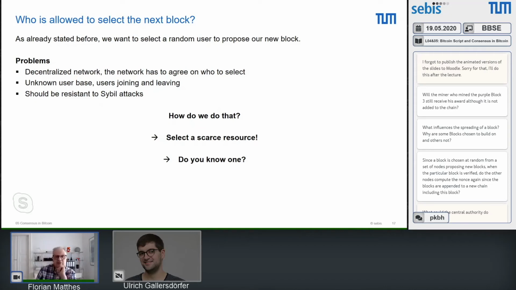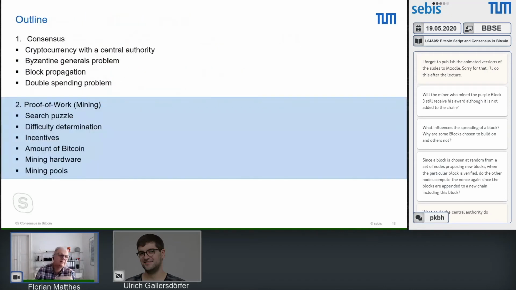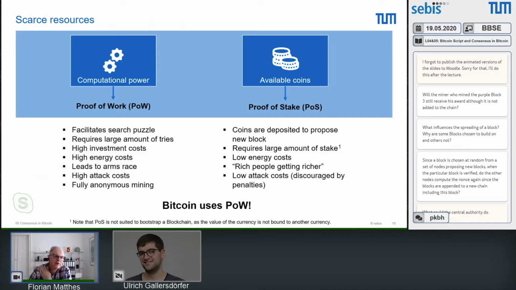And that's essentially the idea of the mining puzzle: it is the scarce resource, because if you want to spin up a lot of mining nodes, you have to spend a lot of energy. That limits the ability to create simple attacks. So the scarce resource is computational power. You then use the search puzzle, which we discussed already, which requires a large amount of tries, high investment costs, and high energy costs, and which obviously leads to an arms race, because if you have computers which are very efficient in solving the puzzle, like special purpose hardware, they are more successful, and now everybody will buy this more successful hardware.